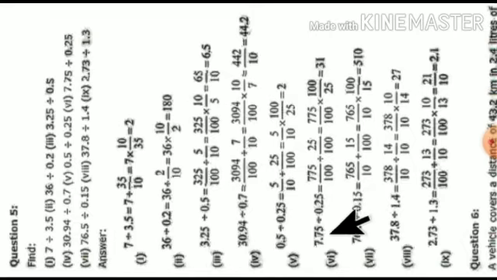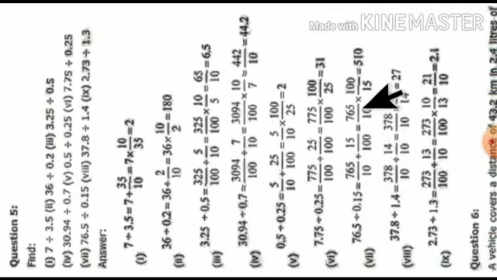So 7.75 divided by 0.25 equal to 775 upon 100 divided by 25 upon 100 equal to 775 upon 100 multiplied by, this will be reversed, so 100 upon 25. So these 2 0s will be cut, and 25 1s are 25, 25 31s are 775. So the answer is 31.